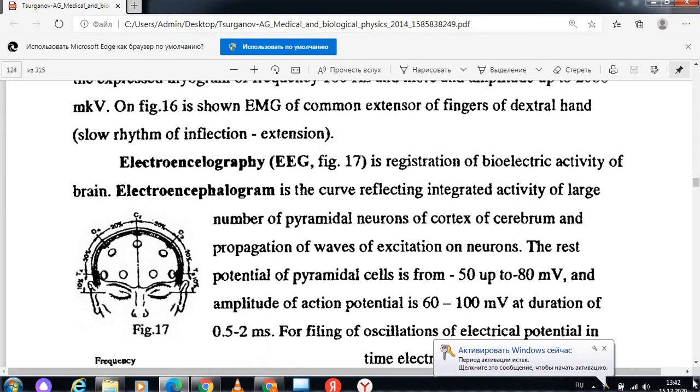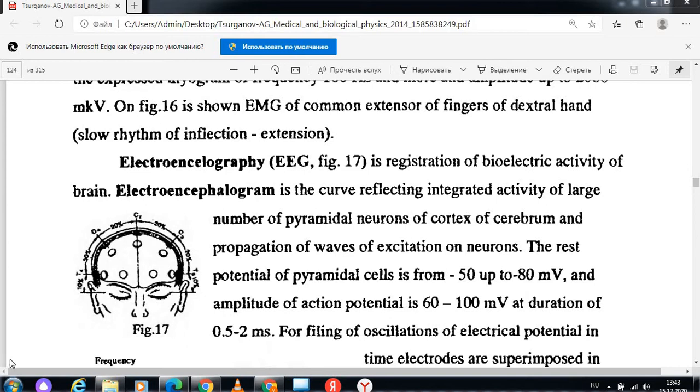Electroencephalography, EEG. Figure 17, it's a registration of bioelectric activity of the brain. Yes, we also have this special type of bioelectrical activity of the brain. An electroencephalogram is a curve reflecting integrated activity of a large number of pyramidal neurons of the cortex of the cerebrum and propagation of waves of excitation on nerves.